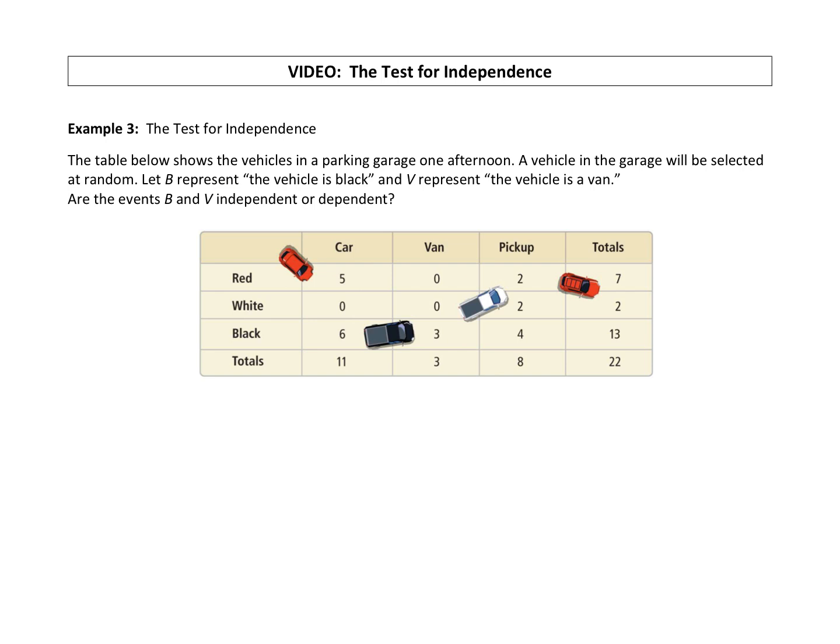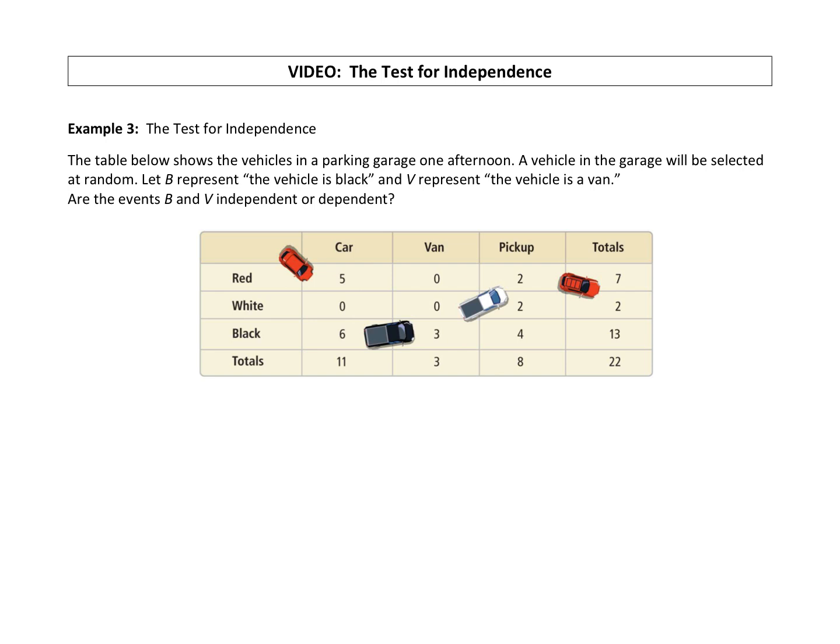Okay, so a vehicle in the garage will be selected at random. Let B represent the vehicle is black, and V represent the vehicle is a van. Of course, they had to pick letters that rhyme, but we'll go with it. B and V, hopefully I can enunciate that well enough. Are events B and V independent or dependent? So is choosing a vehicle that is black and choosing a vehicle that is a van, are those independent events or dependent events? So there's a test that we can do.